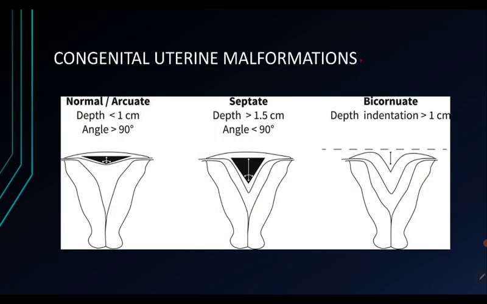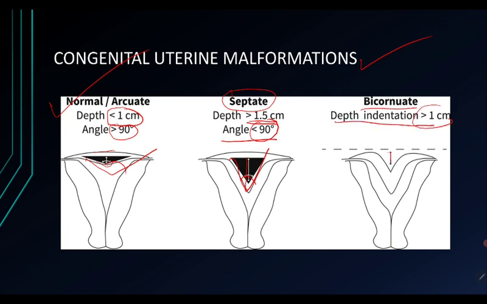Congenital uterine malformations can also be detected in ultrasound. First, the normal or arcuate uterus. You have to see the depth from the fundus to the indentation. If the depth is less than 1 centimeter and the angle is more than 90 degrees, as you can see here, then it is called an arcuate or normal uterus. In the septate uterus, the depth from the fundus to the indentation is more than 1.5 centimeters and the angle is less than 90 degrees. In the bicornuate uterus, the depth of indentation is more than 1 centimeter.